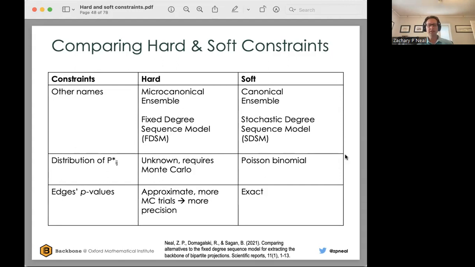So the other challenge is, once we have these P star ij distributions, we can use them to compute each edge's P value. These P values are the extent to which the observed edge weight is unusual compared to what it could have been. When we're computing the edge's P value under hard constraints, this is merely approximate. So the more Monte Carlo trials we run, the more precision we get in these P values. Whereas in the soft constraint model, we can compute edge's P values exactly. And we'll see in a minute how that comes into play also.